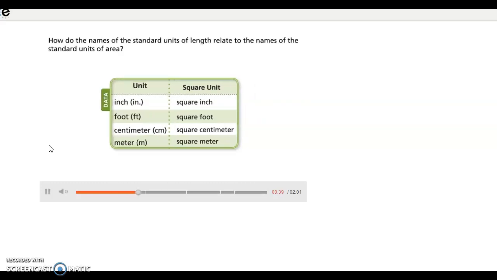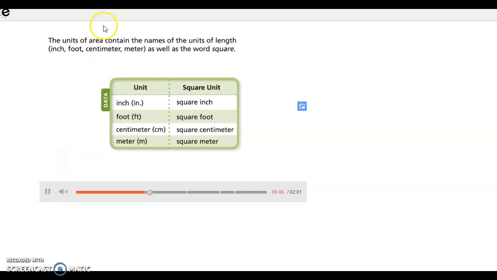How do the names of standard units of length relate to the names of standard units of area? You can see that it still has inches, but they are squared. The units of area contain the names of the units of length, inch, foot, centimeter, and meter, as well as the word square. That's what changes it. It adds the word square.